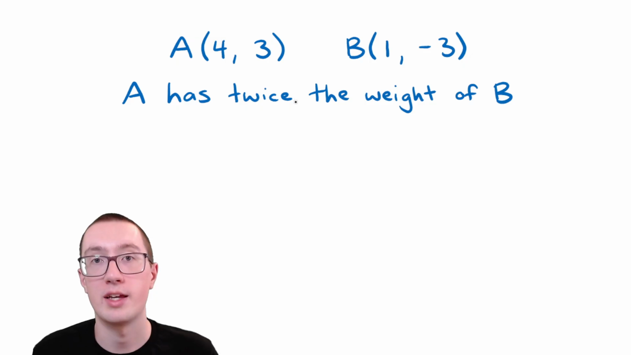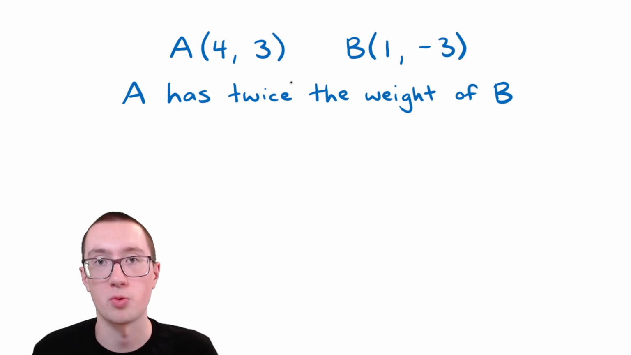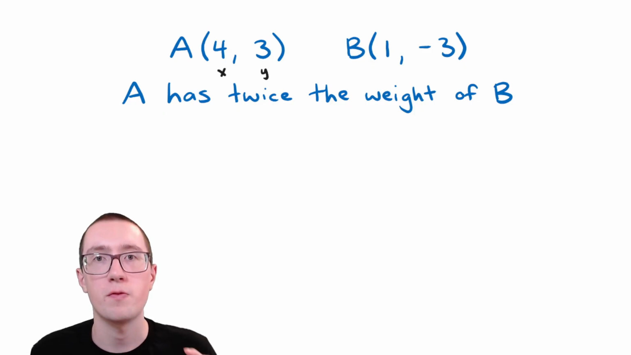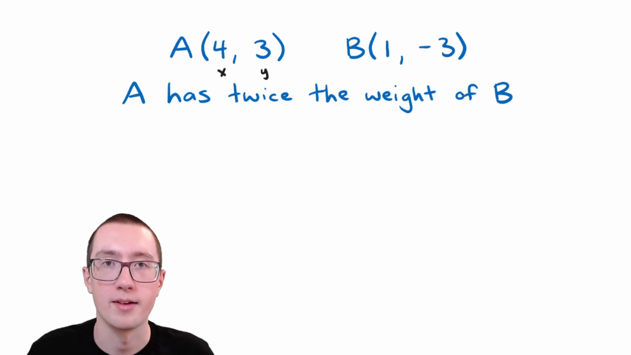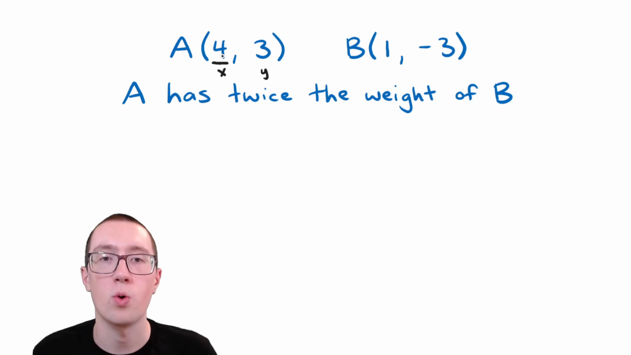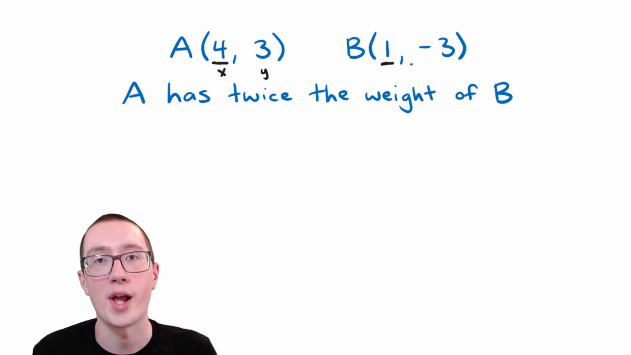Now, how do we do this? And especially how do we do this without a graph? As you can see, these are points on a graph, but we're not going to be using a graph to solve this. Well, remember that a point always has two coordinates. It has an X and it has a Y. So we're going to find the weighted average of X, and then we're going to find the weighted average of Y. So let's find the weighted average of the X's first. The X of point A is 4, and the X of point B is 1. So how do we find this weighted average?